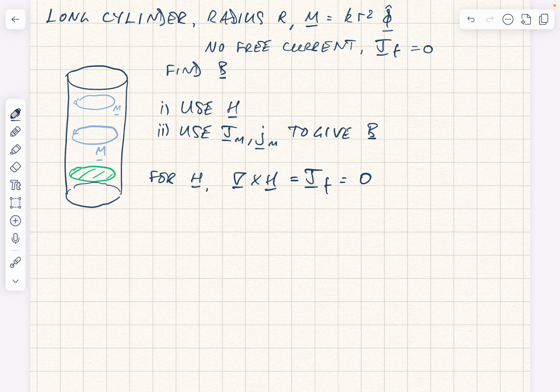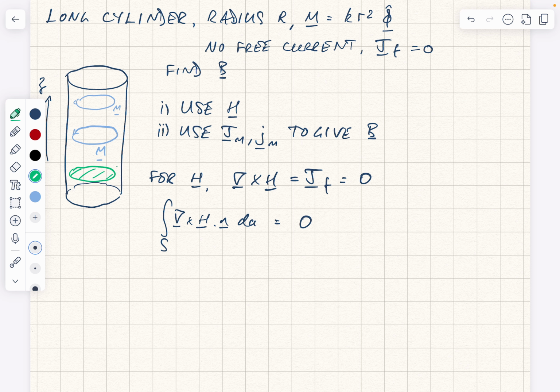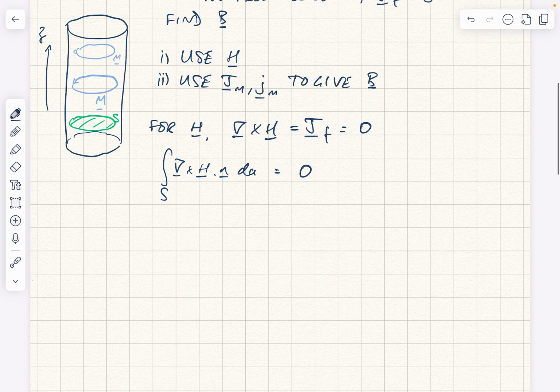And so, of course, what we're going to say is that the surface integral of curl of H dotted with n dA is equal to 0. And n, of course, is in the z direction. Remember, please, as I'm now doing, to put axes on all of your diagrams. Let me just label that surface as S. Using Stokes' theorem, that tells us that the closed loop integral of H dotted with dl is going to equal 0. So, can we immediately deduce that H is equal to 0?